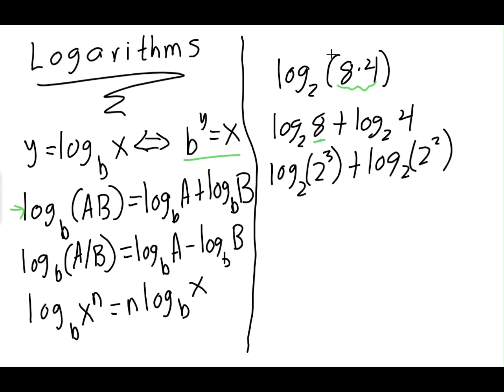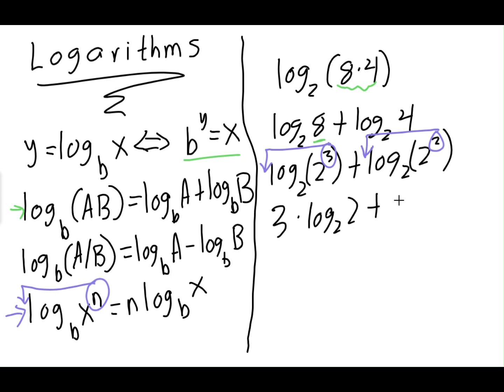And now I can make use of the last rule here, that if I have a power, I can bring it out front. So I'm just going to take this 3 and move it out front. Same thing with this 2 and move it out front. Multiply. So I have 3 times the log base 2 of 2 plus 2 times the log base 2 of 2. Well, remember from the last part, log base 2 of 2 is 1, so we can just ignore that. 3 plus 2 is 5. So this is equal to 5.